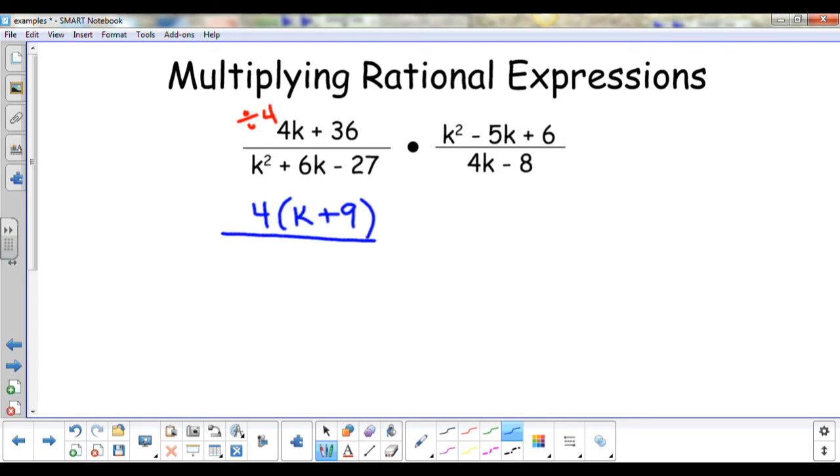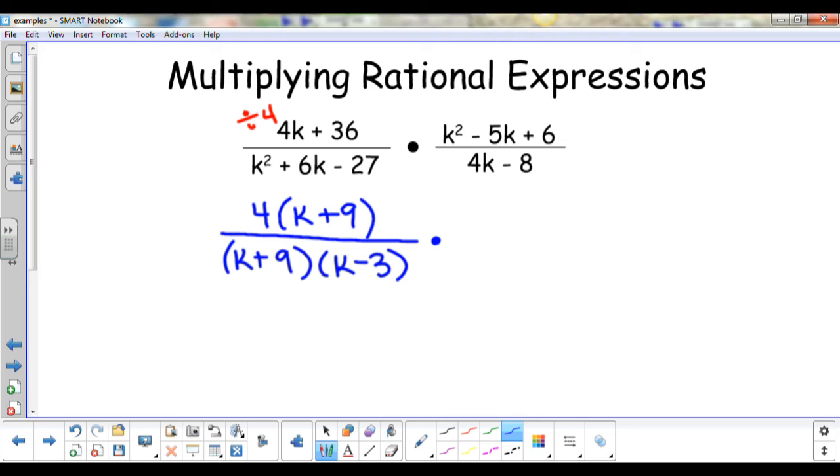In the denominator, I have a trinomial, so I'm going to factor that expression using the British or the box method. When I factor, I'm going to get k plus 9 and k subtract 3. Now I'm going to move over to the second fraction of the k squared minus 5k plus 6 divided by 4k subtract 8. And I'm going to do the exact same thing as I did in the previous fraction.